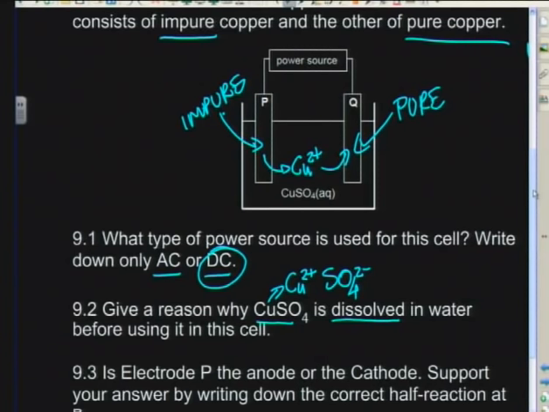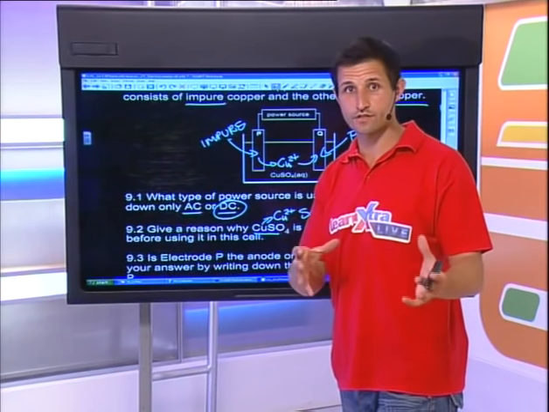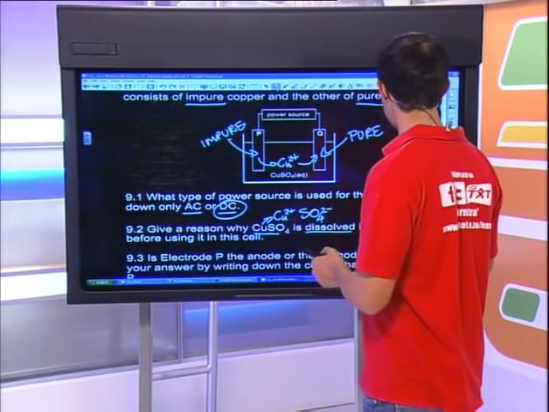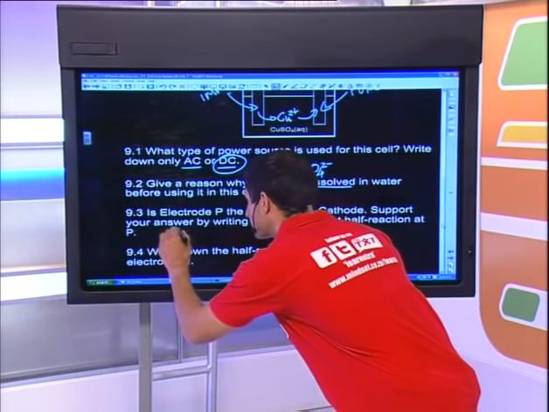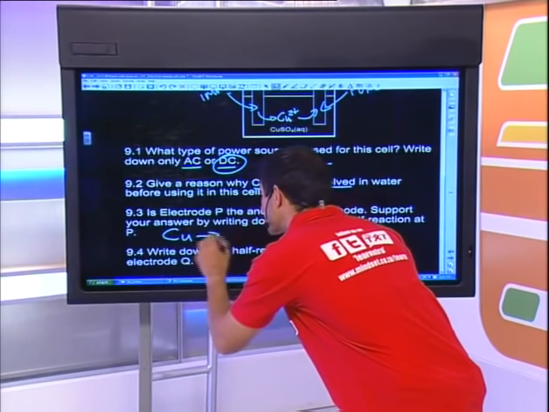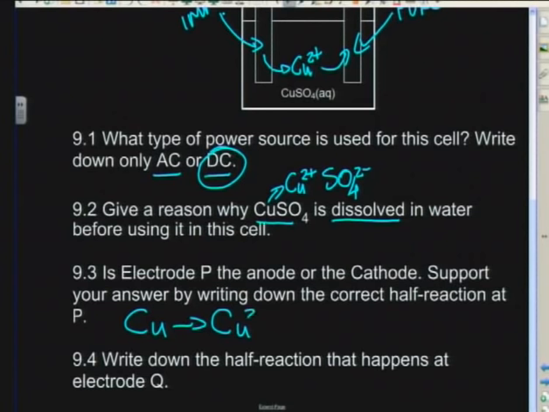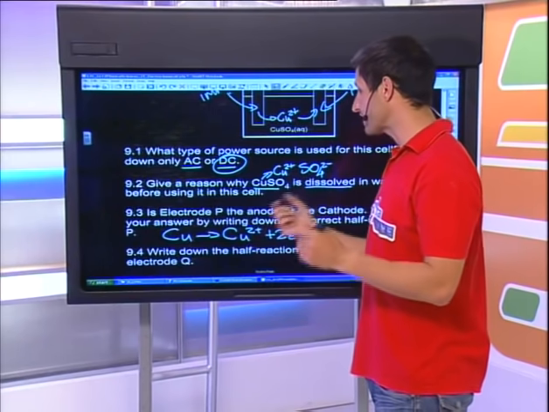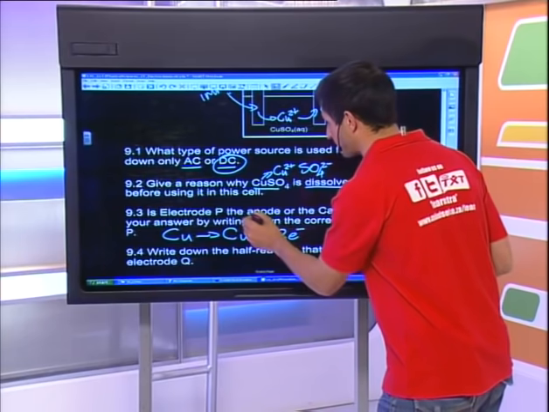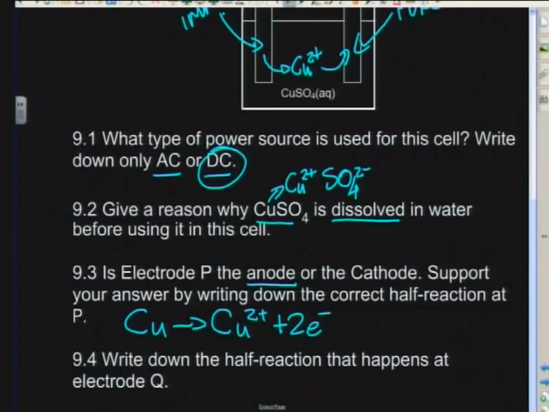Now remember what I said about the zinc. When zinc changed into ions, it became soluble. So what you'll find is that copper is going to oxidize into copper 2+ plus 2 electrons. That is oxidation. I'm going to oxidize the impure copper at that electrode. Now that is electrode P, and electrode P therefore must be the anode. That's where oxidation takes place.